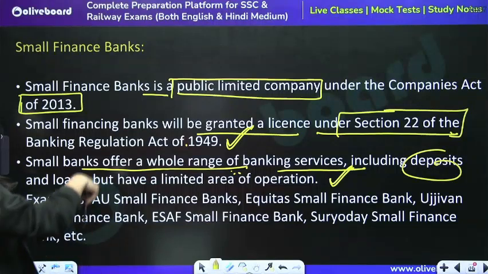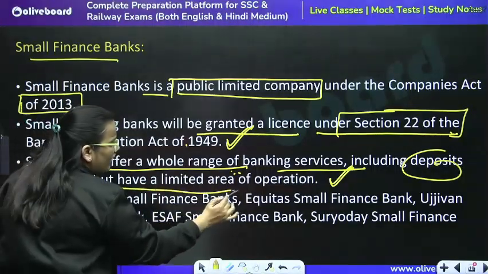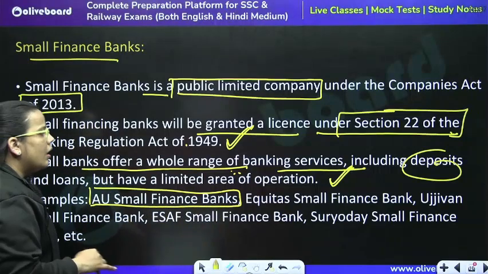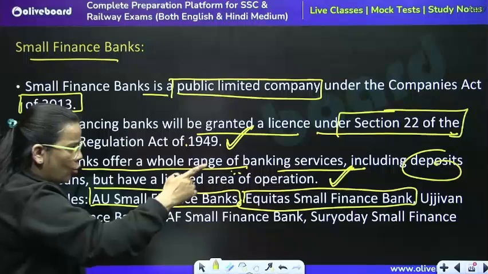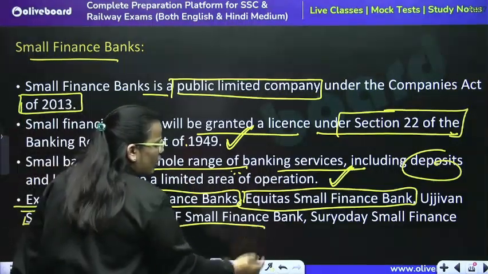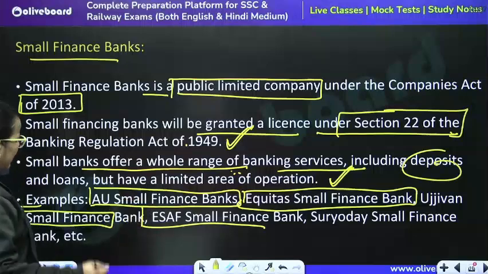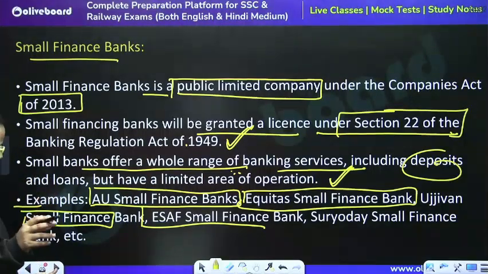Some examples of small finance banks are AU Small Finance Bank, Equitas Small Finance Bank, Ujjivan Small Finance Bank, ESAF Small Finance Bank, Sarvodaya. There are a lot of small finance banks in Indian states, right?